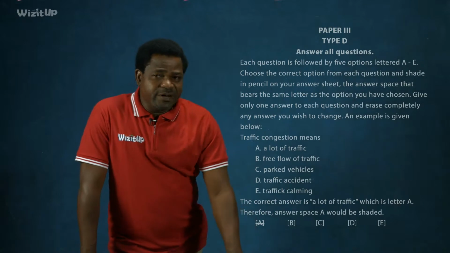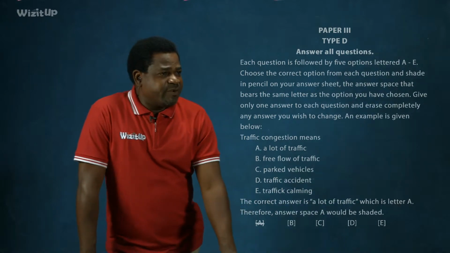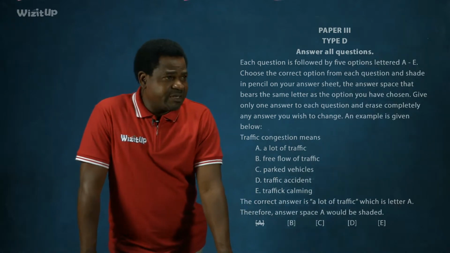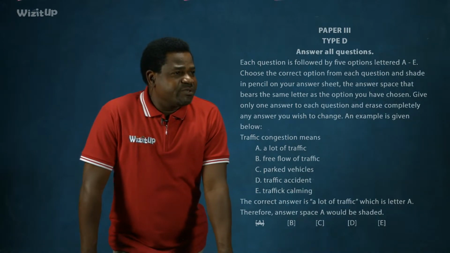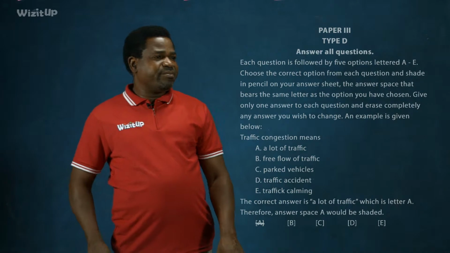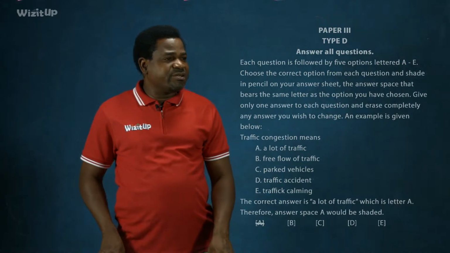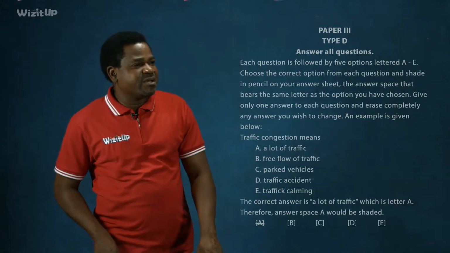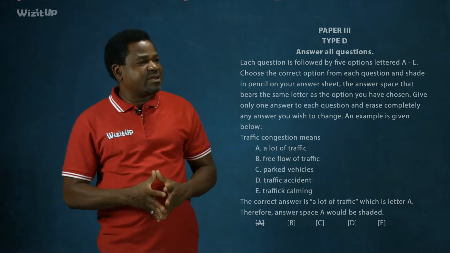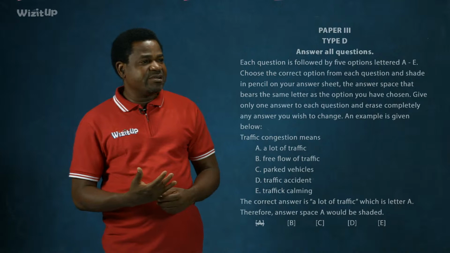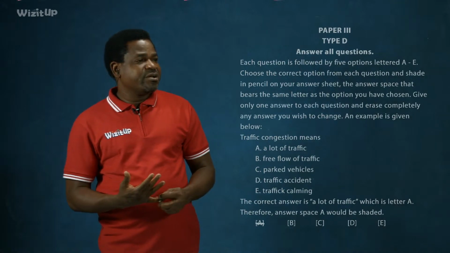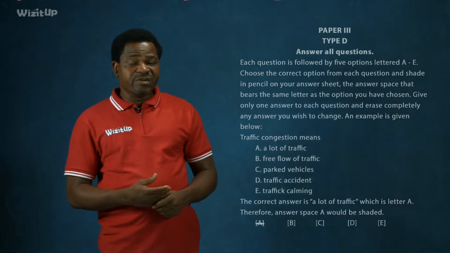Now, here you say each question is followed by 5 options, lettered A to E. Choose the correct option from each question and shade in pencil on your answer sheet the answer space that bears the same letter as the option you have chosen. Erase any answer you wish to change. An example is given below.